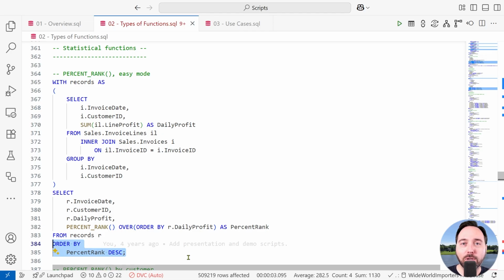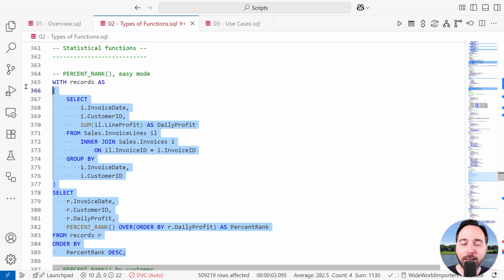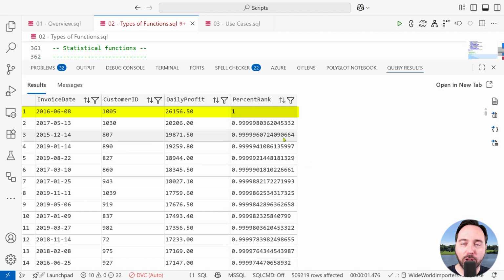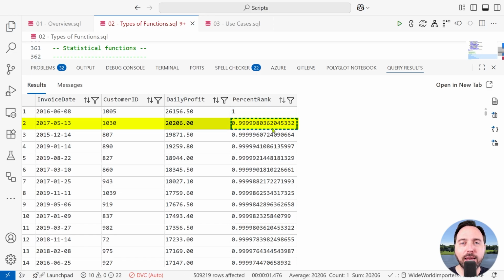Running this query, which sorts by %rank descending at the end, we see one record with a rank of 1, or 100%. That record has the single largest daily profit. The second largest daily profit has a %rank of 99.9998%.